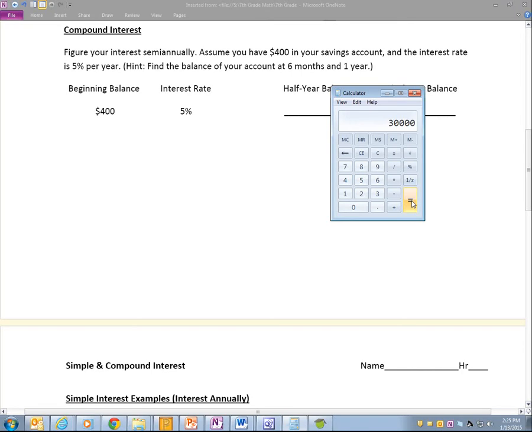Okay. It's true, but I'm just saying that's the mathematics of it. The more money that you have, the more money goes from there.